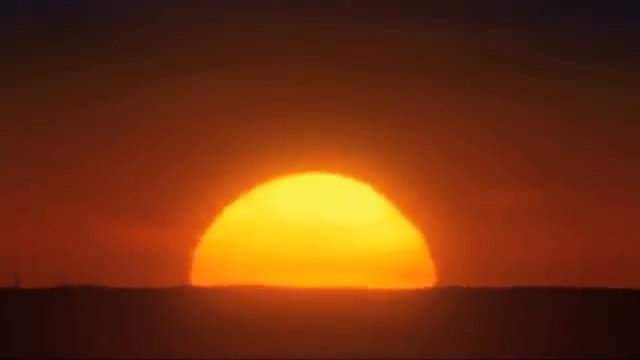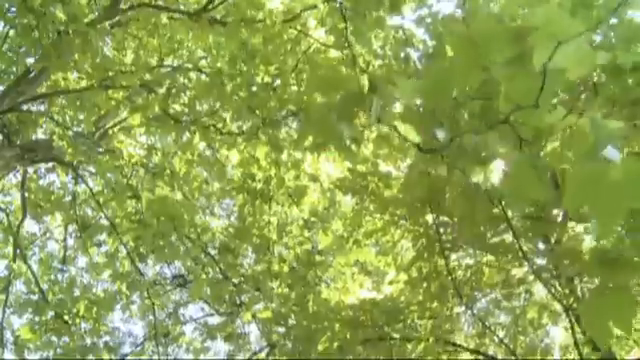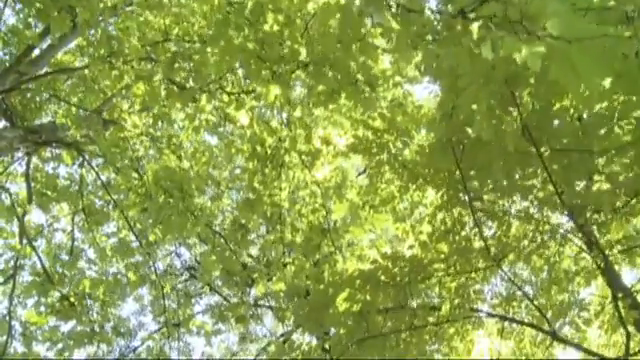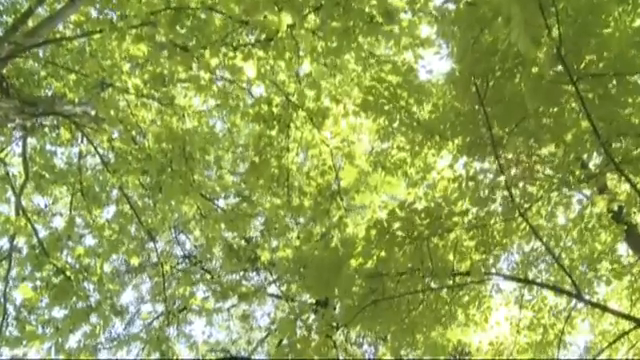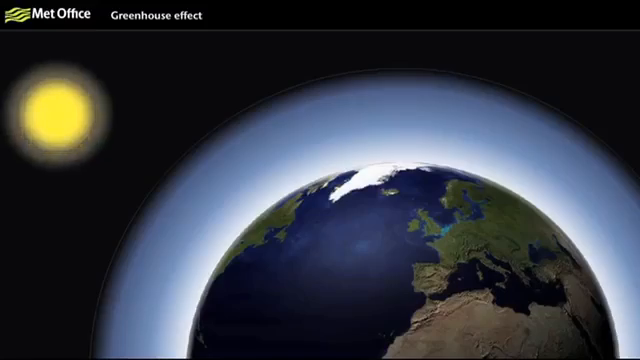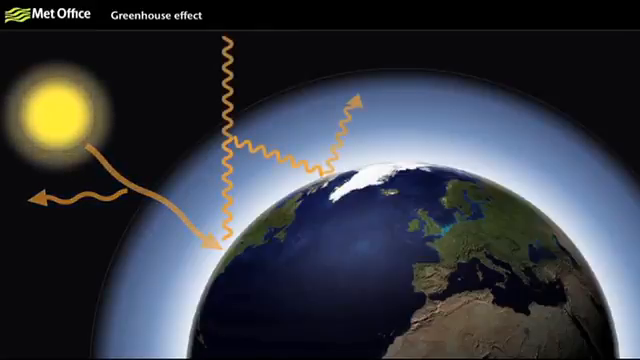Sunlight provides energy which heats the Earth. Without the Earth's atmosphere and certain gases, our climate would be very different to what it is now. The atmosphere stops the heat from escaping into space. If it didn't do this, our planet would be a very cold place indeed.